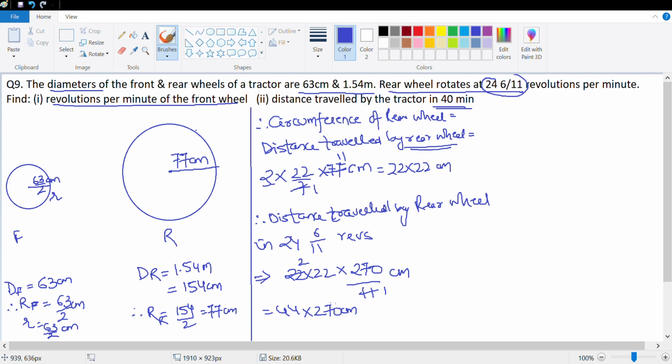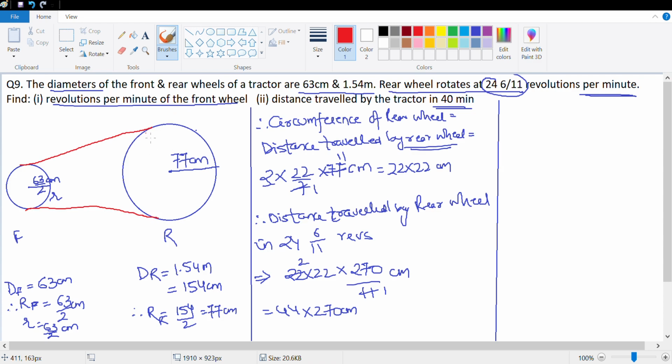Yes, 44 into 270 centimeter. This is the distance traveled by the rear wheel in 1 minute, because these many revolutions happen in 1 minute. Now I have a simple question. Are these two tires of the tractor connected? Yes, they are. They form tires of the same tractor.